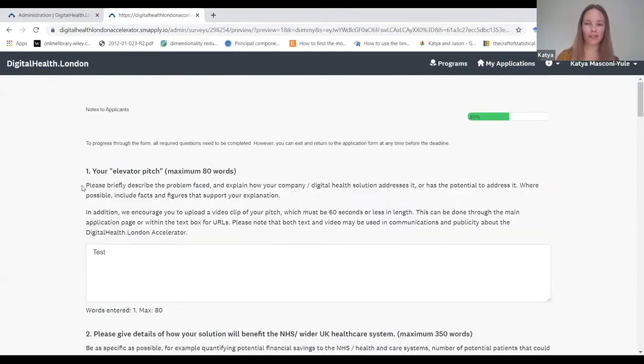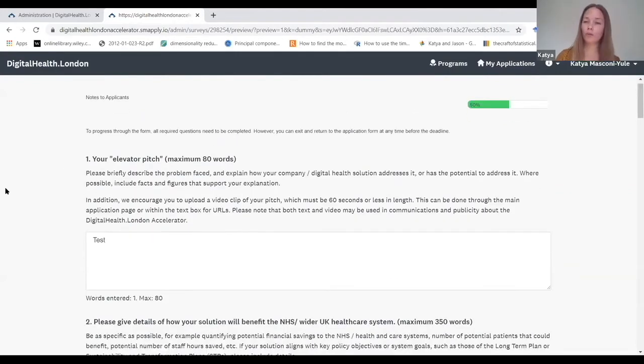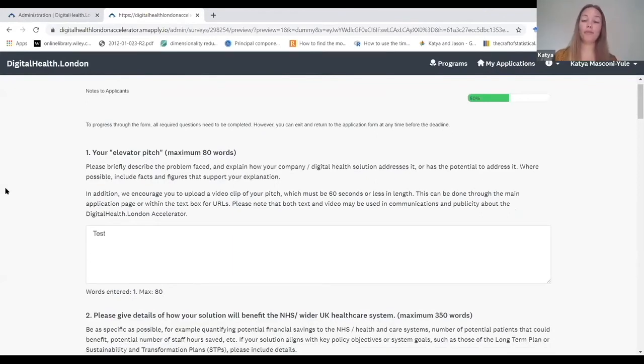On to the meaty questions. First question is your elevator pitch. If you were stuck in a lift and you had 1 minute, what would you say about your product? How would we fully understand what it is that you do? Lesley, any suggestions of what you would like to see written in this box?